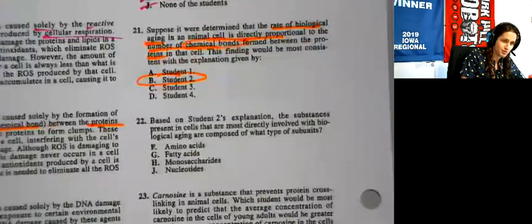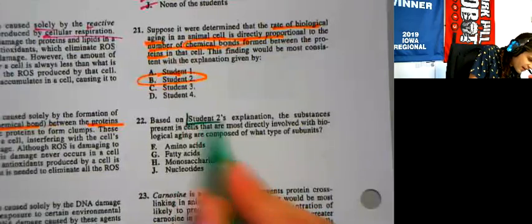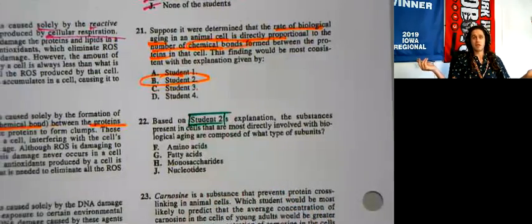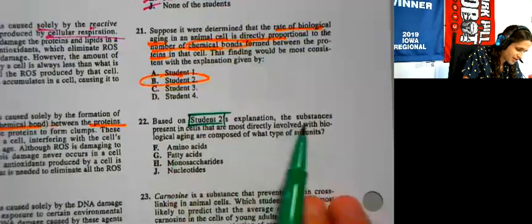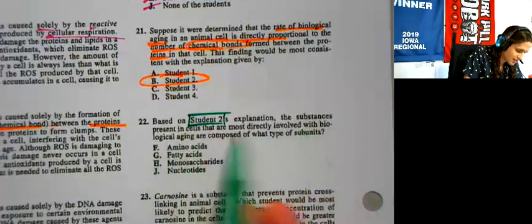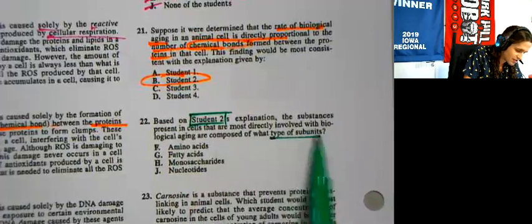Based on student 2's explanation. Great. Okay, so we're going back to where we've already read, and it tells us where to look. That's nice. Doesn't always tell us where to look. Means I probably have to think a little bit though. Based on student 2's explanation, the substances present in cells that are most directly involved with biological aging are composed of what type of subunits?